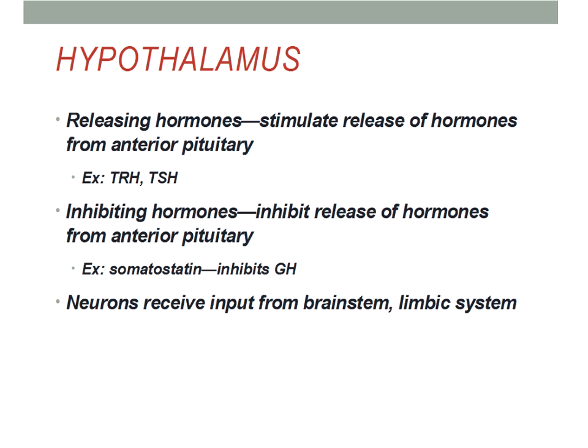We have inhibiting hormones that inhibit release of hormones from the anterior pituitary, and the example given is somatostatin. It inhibits the growth hormone so that we have a balance between growth that is at a regulated rate and not out of control. So somatostatin is a balance to the growth hormone. And neurons receive input from the brainstem and from our limbic system.